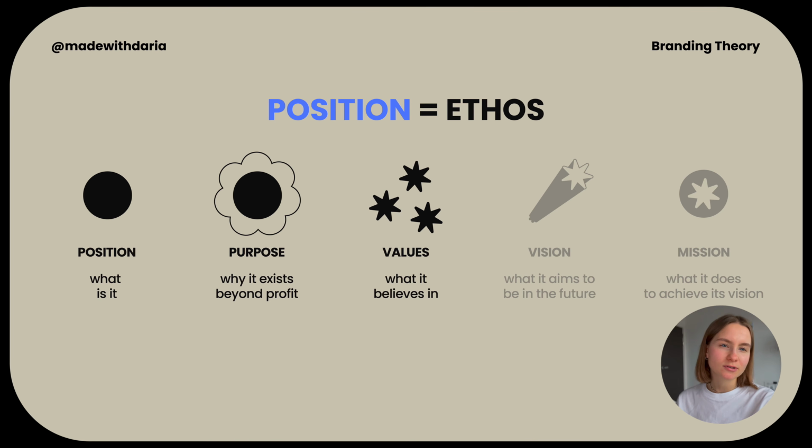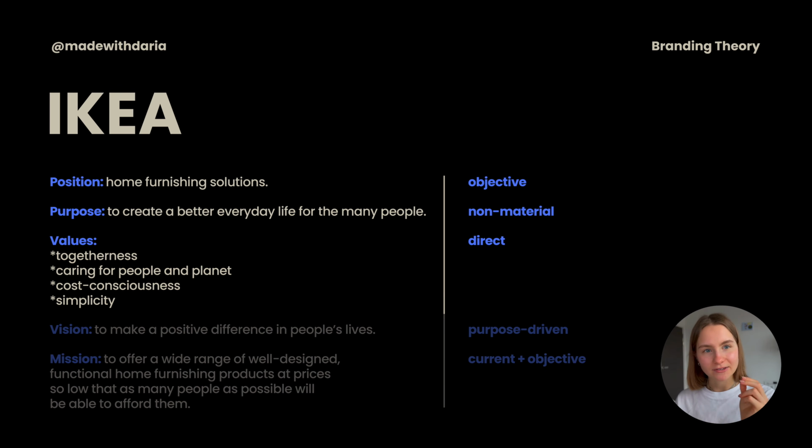The brand values, there are usually 3 to 5 of those, are kind of the core principles and beliefs that drive the brand's decisions and strategy. IKEA actually has 8 values, but I chose 4 main ones from their list: togetherness, people and planet, cost consciousness, and simplicity. And as you can see, the values are like little puzzles that reinforce that brand purpose and position, making them a bit more unique to this brand.